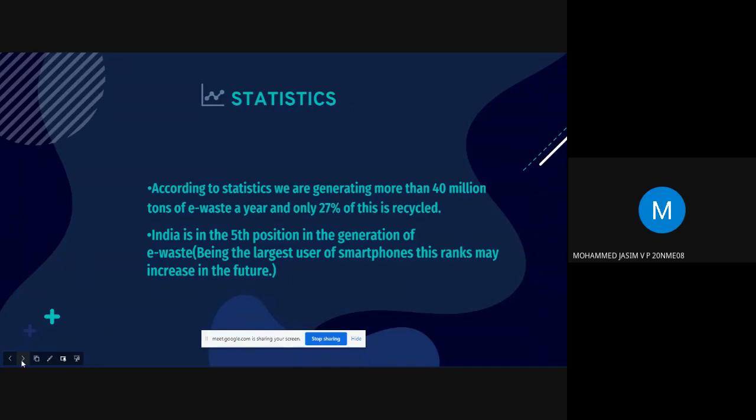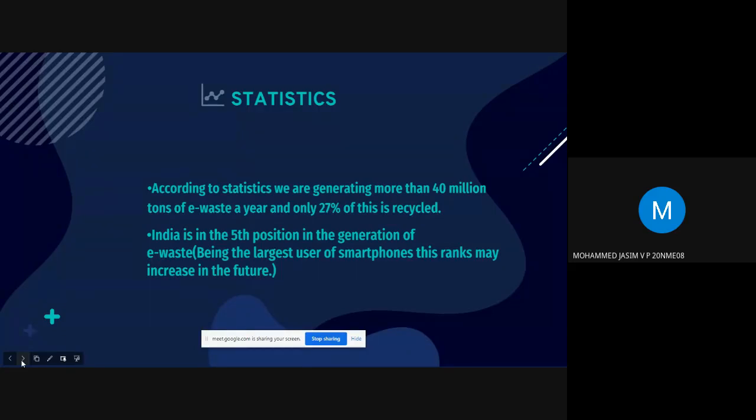But India is also there in fifth position, and now in 2021, India is in third position generating e-waste. So it shows our lack of e-waste management strategies and policies. So as much as it is increasing, the health problems and serious issues arise.